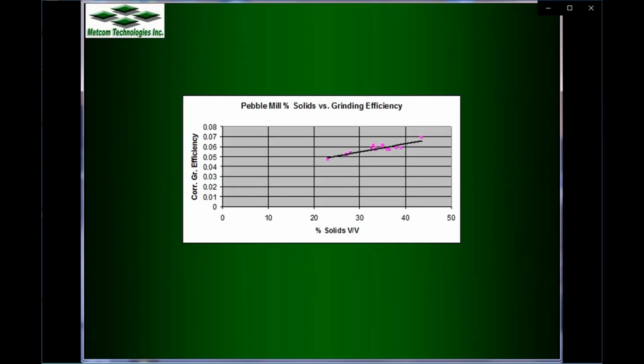What it showed was that by reducing the amount of water addition to the pebble mill, the mill grinding efficiency increased. Such an increase provided major energy cost savings.